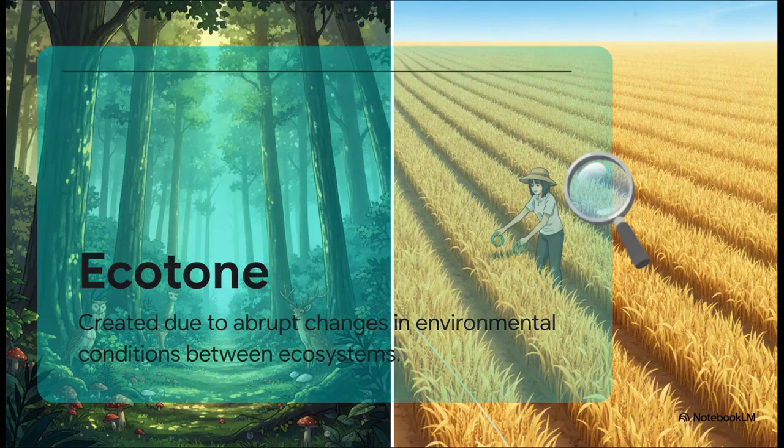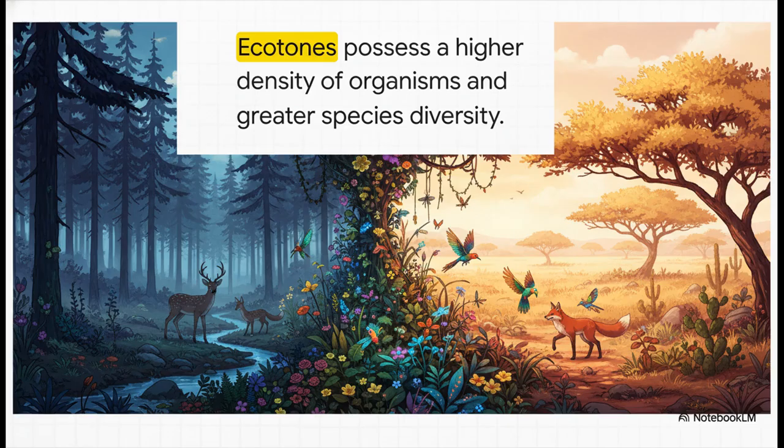So you've got organisms busy fulfilling their niches within an ecosystem. But what happens at the very edge of that ecosystem? Well, that brings us to ecotones. An ecotone is defined as a zone of tension. It happens when there's an abrupt change in environmental conditions between two bordering ecosystems. A great example of a human-induced ecotone would be the really sharp boundary between a man-made agricultural field and a wild natural forest.